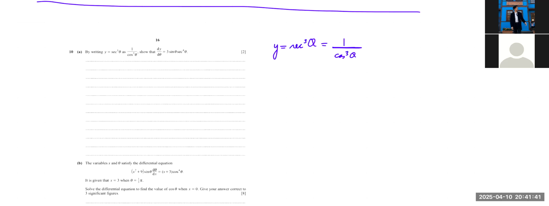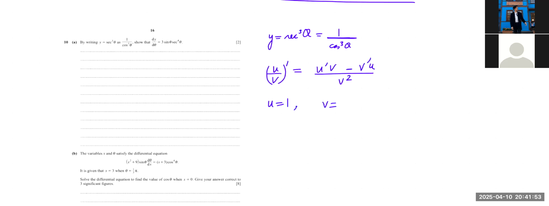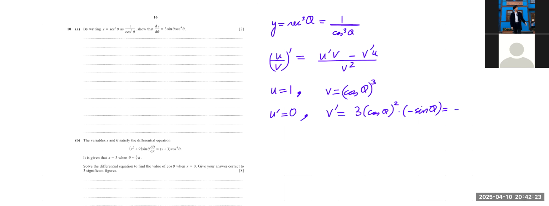So the quotient rule says that if you have u over v and you want to derive it, it's gonna be u prime v minus v prime u over v squared. So if u is 1 and v is cosine cube theta, which I'm going to write as cosine theta cubed just for my visual aid, u prime is going to be 0 and v prime is going to be, what do you think? Chain rule problem right here. So 3 cosine theta to the power of 2 times negative sine theta. Good job. Exactly. So we have this, which is basically negative 3 sine theta cosine square theta.